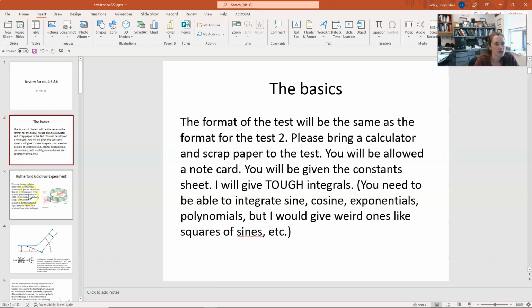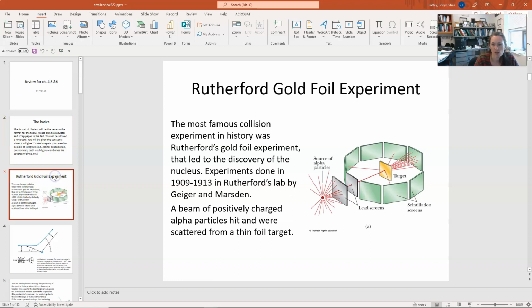All right, so launching in, one of the first things that we talked about was the most important scattering experiment in history, which is the Rutherford gold foil experiment. In this experiment, Geiger and Marsden in Rutherford's lab took alpha particles, which are just helium nuclei, and they shot them towards a gold foil target.